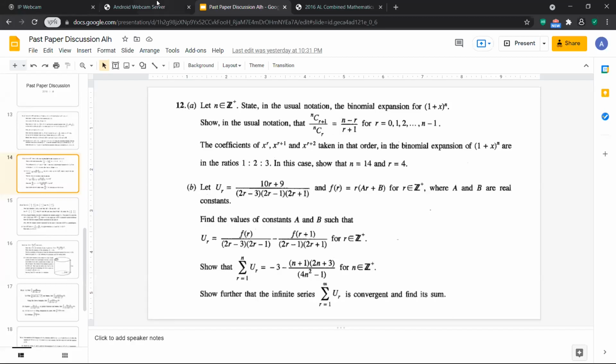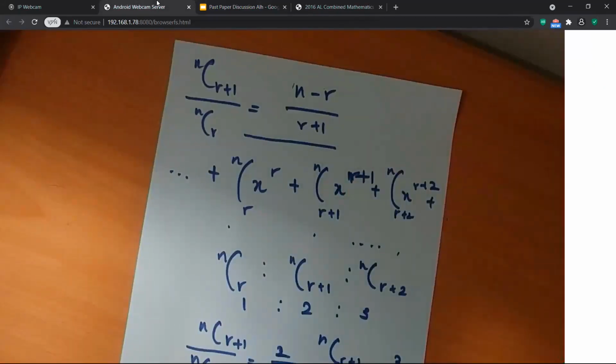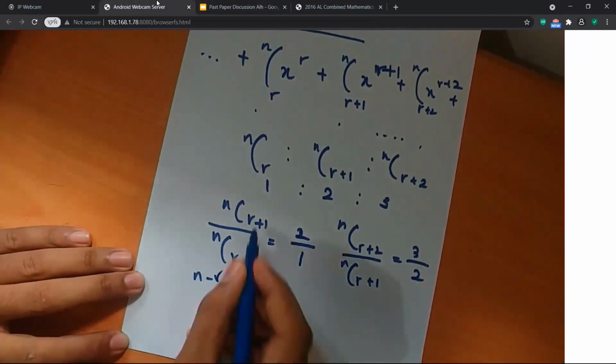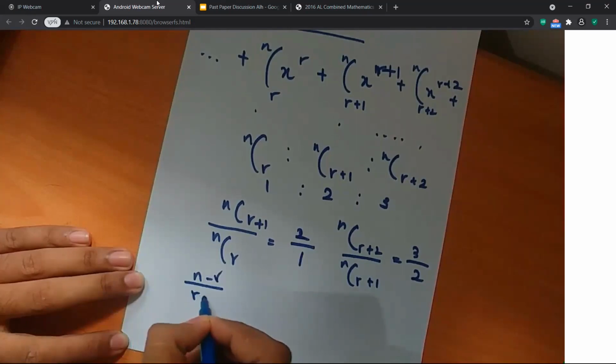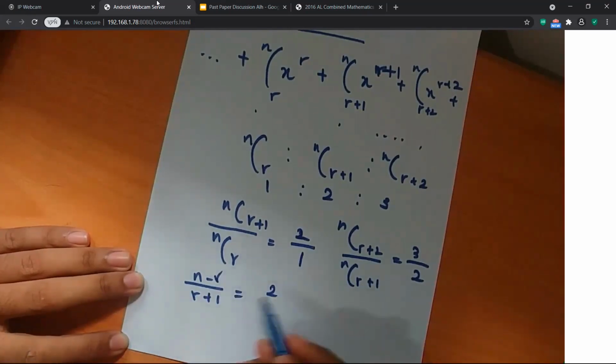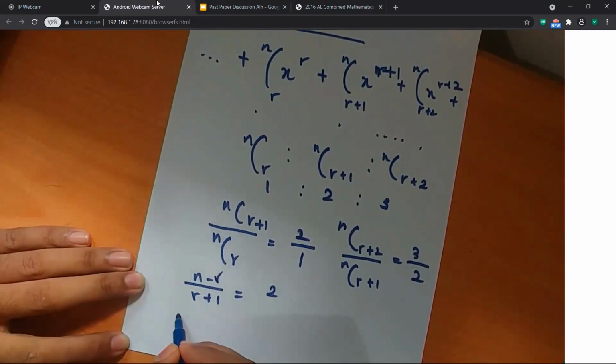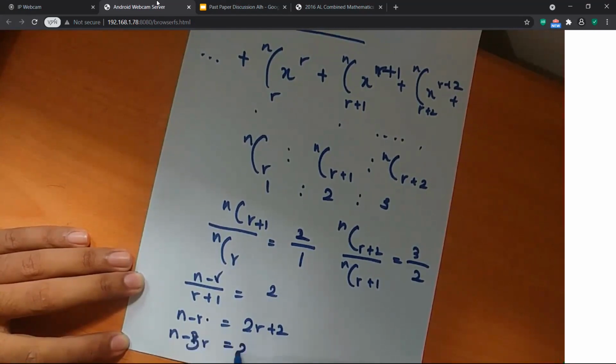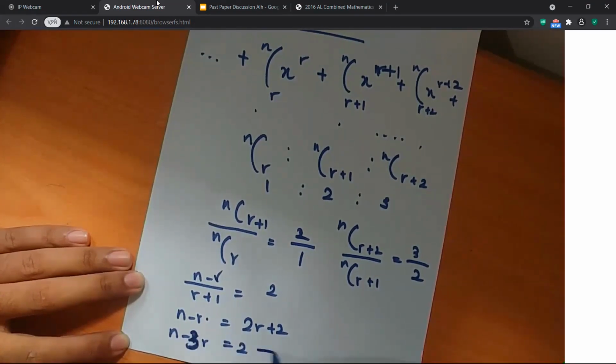So we need to find n and r, right? So we can substitute this here. n minus r over r plus 1 is equal to 2. If you cross multiply, n minus r is equal to 2 times r plus 2. If you take all the terms to one side, n minus 3r is equal to 2. So let's take this as equation number 1.